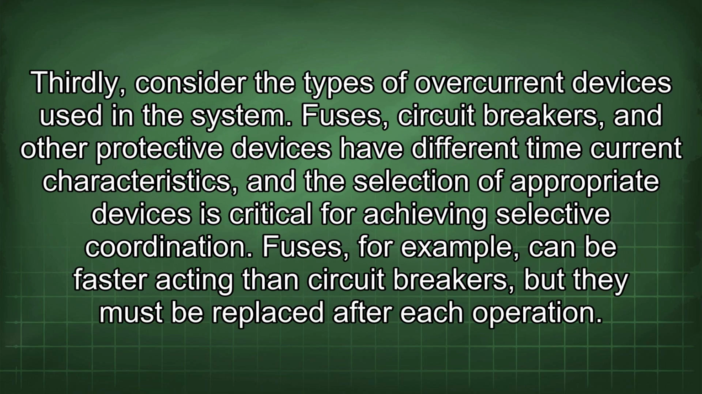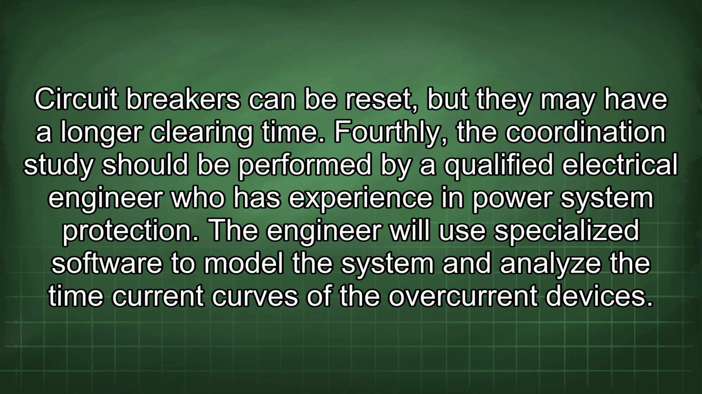Thirdly, consider the types of overcurrent devices used in the system. Fuses, circuit breakers, and other protective devices have different time current characteristics, and the selection of appropriate devices is critical for achieving selective coordination. Fuses, for example, can be faster acting than circuit breakers, but they must be replaced after each operation. Circuit breakers can be reset, but they may have a longer clearing time.